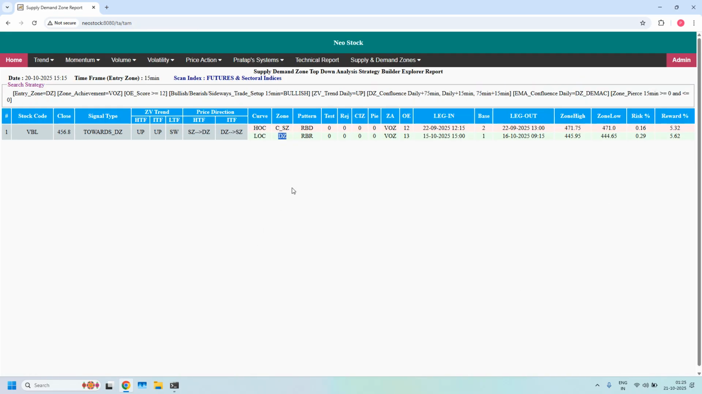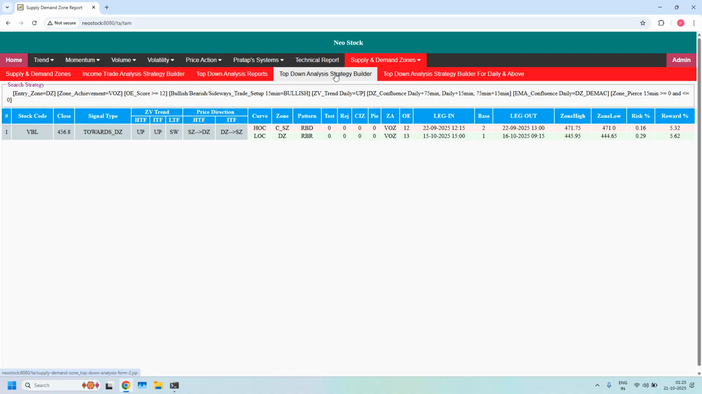So this 15 minutes demand zone might have more high probability to succeed, provided less than 20 checklist items are satisfied. Otherwise, higher chances of zone violation. Okay, this is the bullish trade setup for daily income trade.